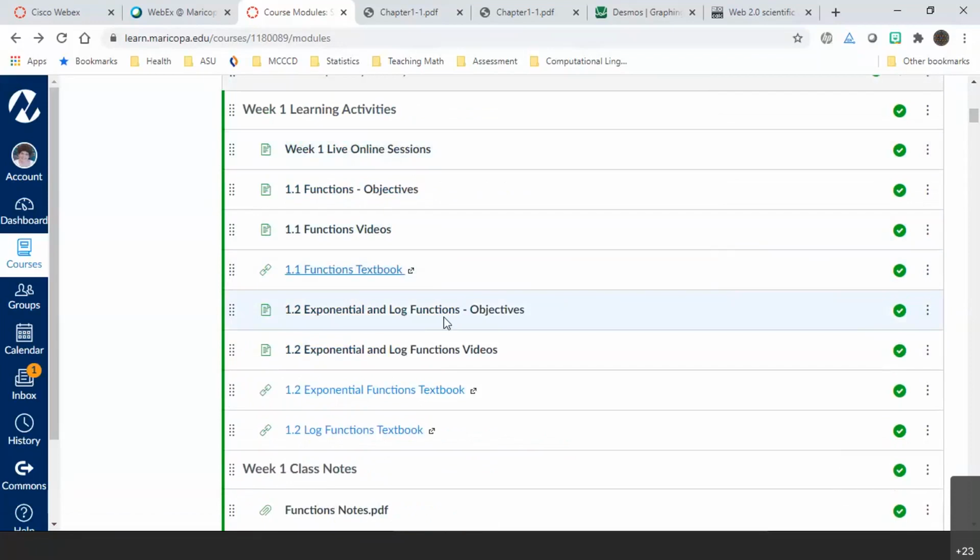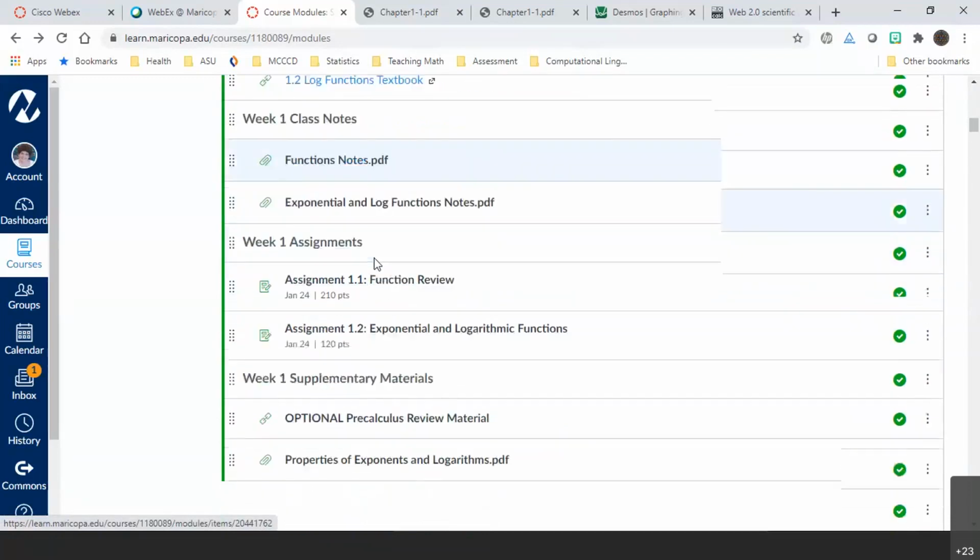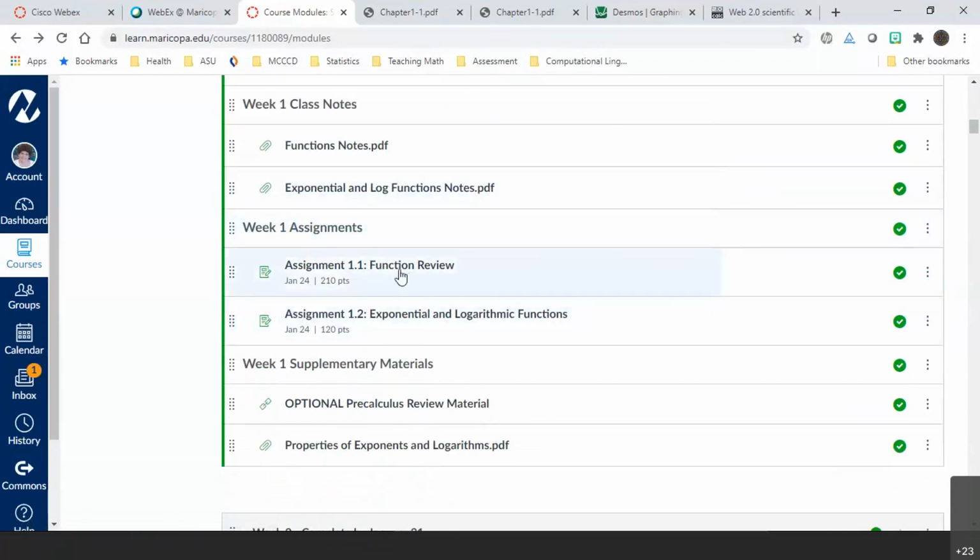On occasion, I might even use an Excel spreadsheet to help us out, and I'll upload the spreadsheet as well. But these are kind of like guided notes. They're not the fill in the blank kind, but they're to give you an overview of what we're going to be talking about. Then we have assignments.